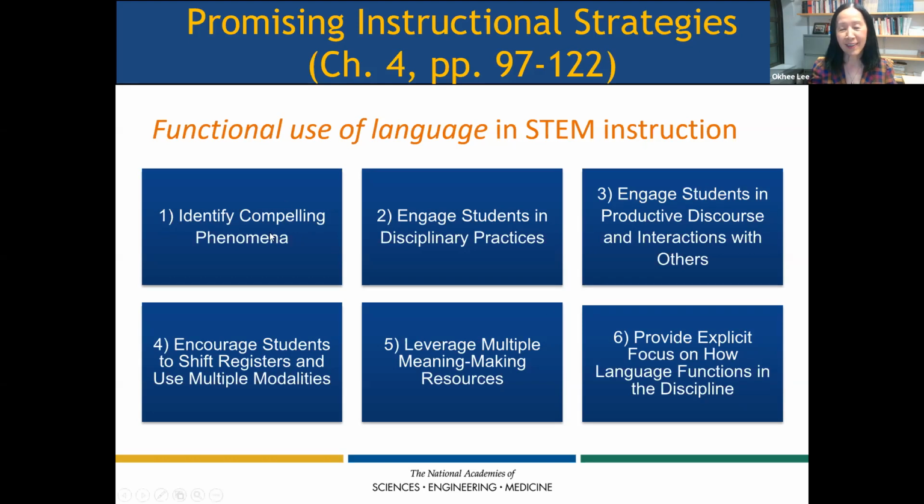So the first thing as a strategy is a compelling phenomena. Does it sound familiar to you? Phenomena should be compelling to all students, including English learners. Yep, I'm not kidding. That report starts from there. How do I know? Because I was a part of writing the report. Kids are learning STEM. Engage students in disciplinary practices, so they are asking questions. Engage students in productive discourse and interactions, so they are using language in discourse, and they are interacting with others, with the teacher and students.